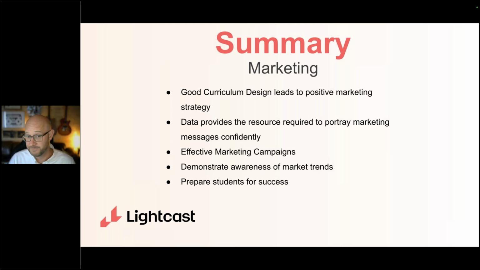Using labour market data, we're able to demonstrate that we have visibility of market trends and therefore are able to prepare our students for success. We can show the skills required, salary expectations, observed demand in region to decide whether programs should or shouldn't be created at a specific campus. And we can demonstrate clearly how a program can help students achieve their career goals.